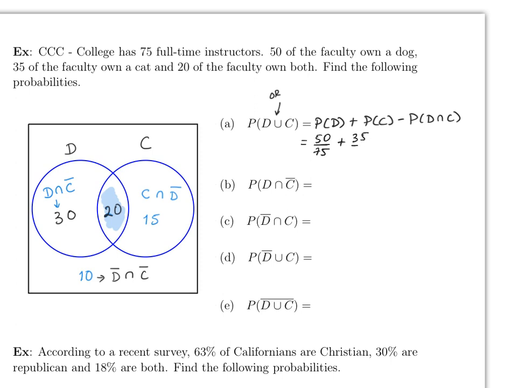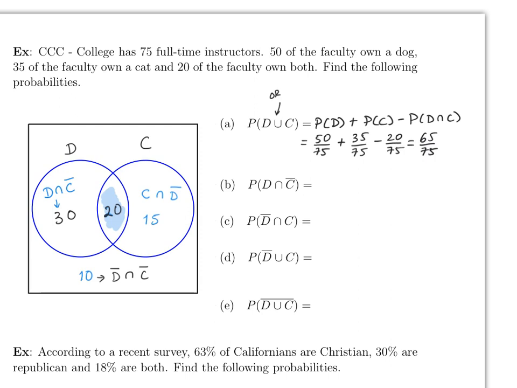This is 35 over 75. And then the last one is 20 over 75. If you add and subtract this, you get 65 over 75. And that's it. If you need a numerical answer, just use a calculator and round the answer to 2 decimal places.